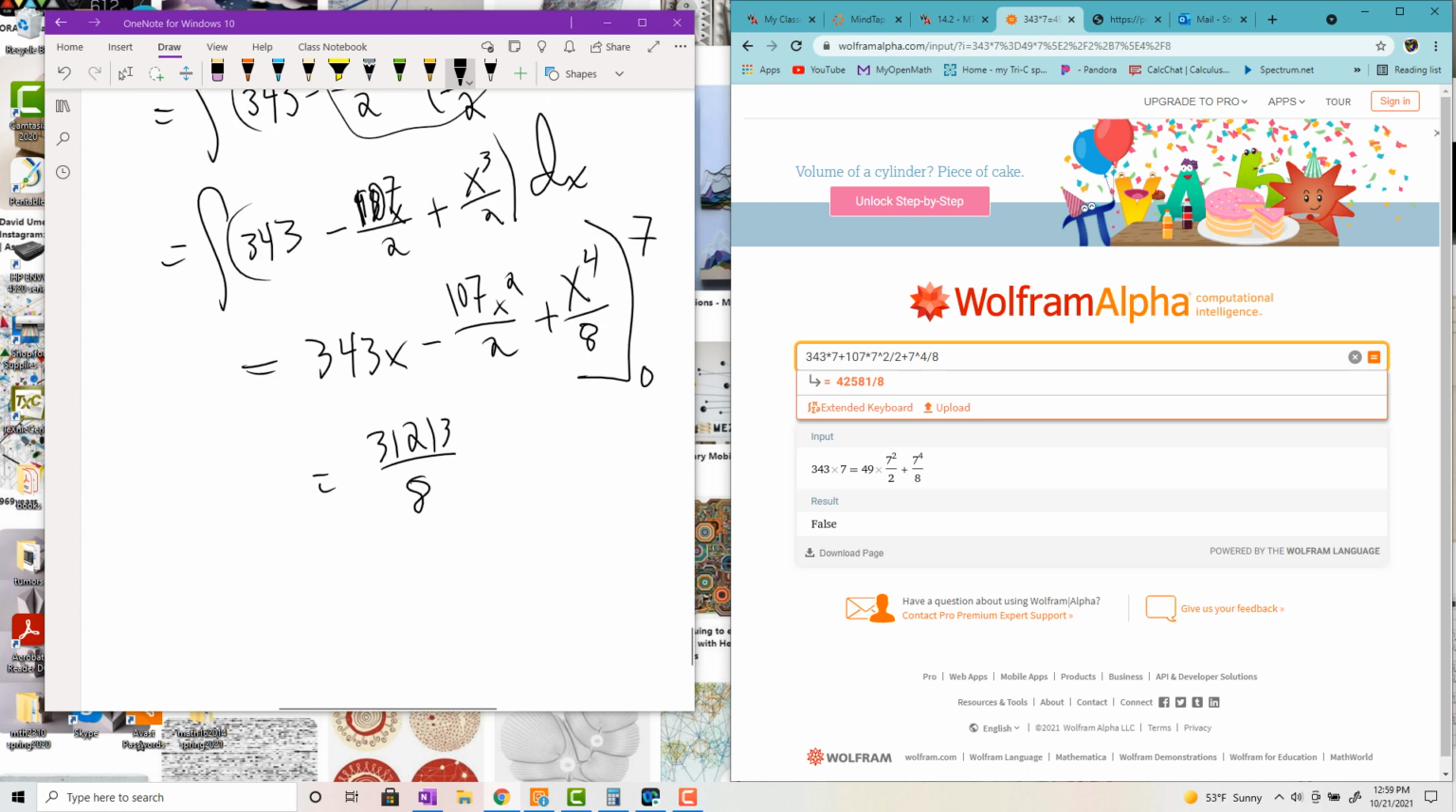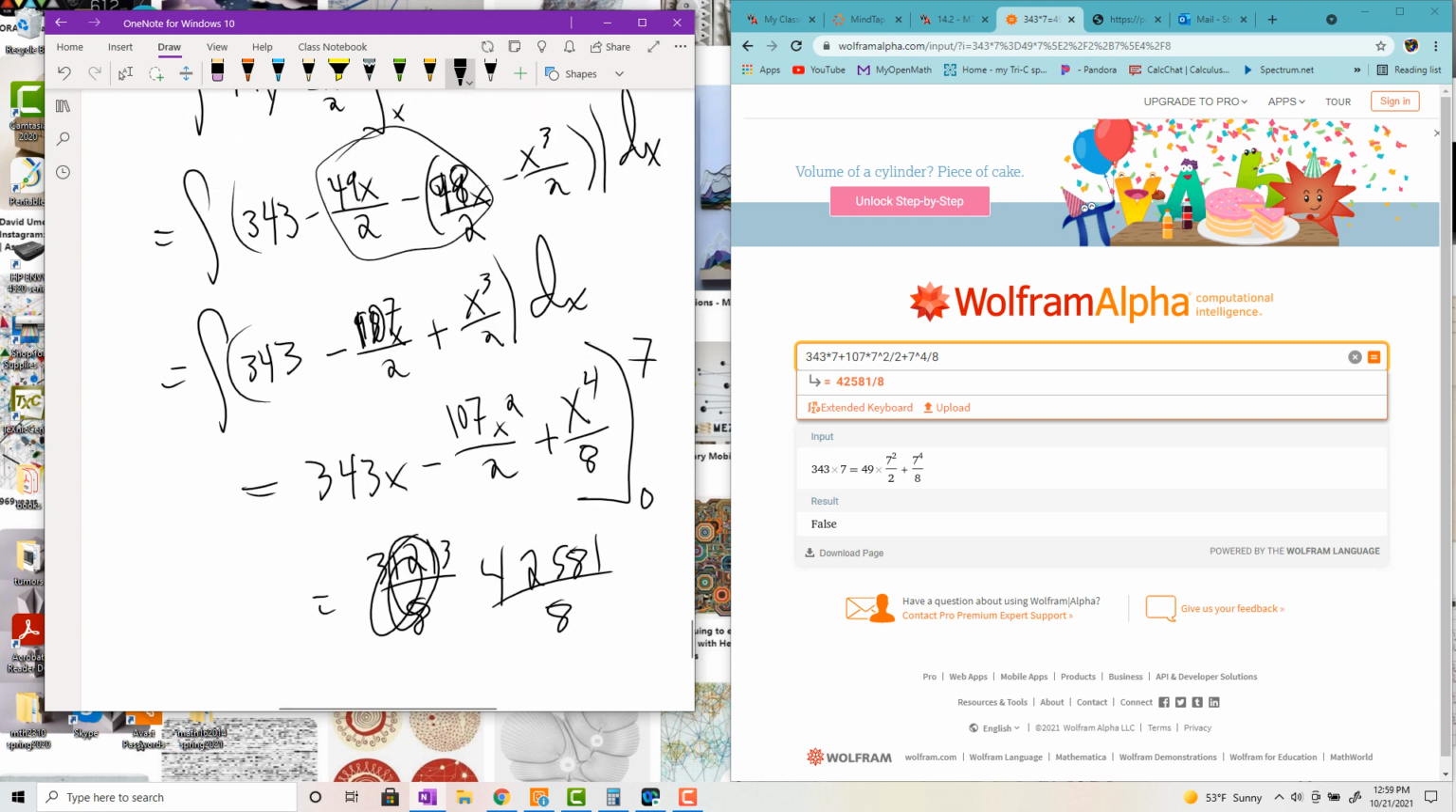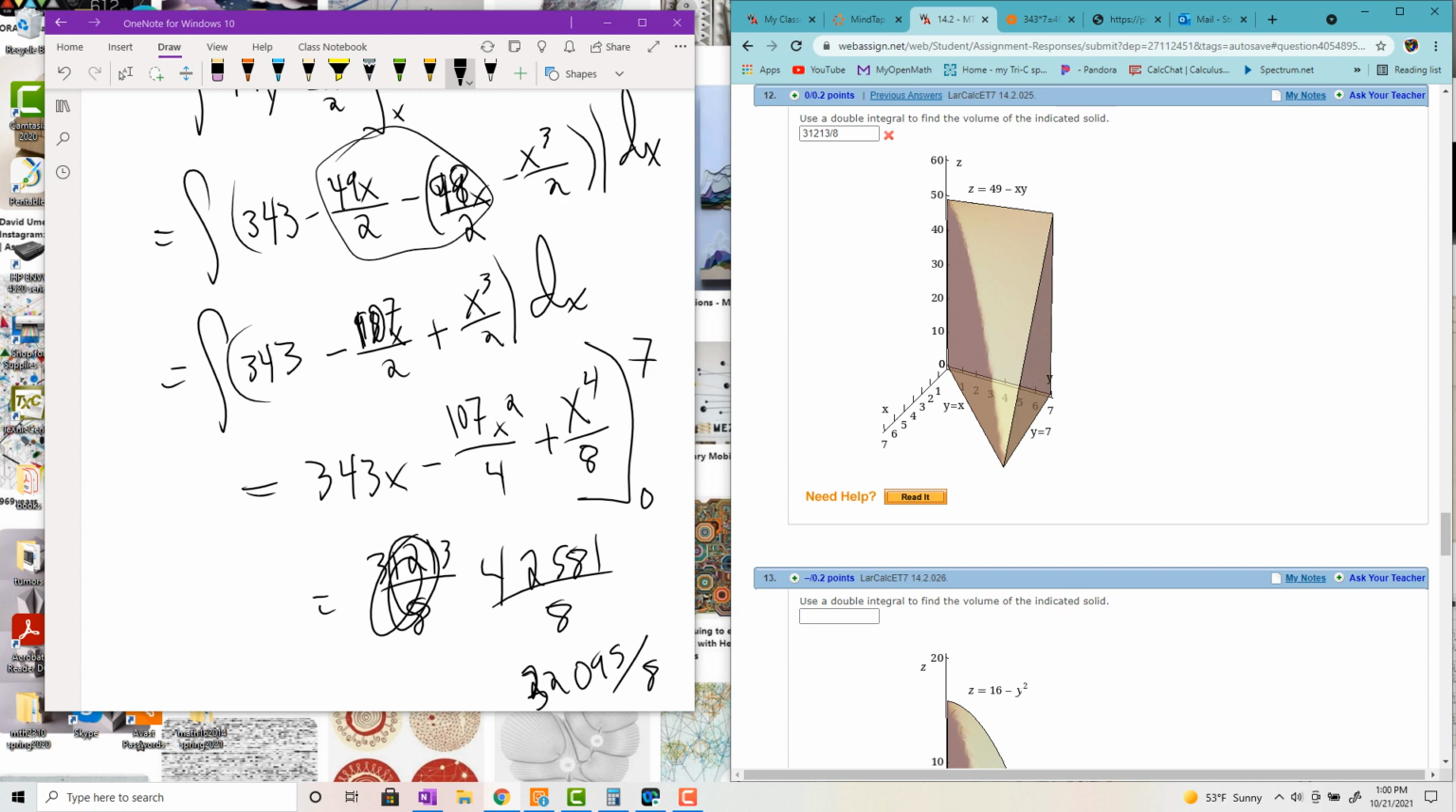The numbers don't look any prettier, I'll tell you that much. 4, 2, 5, 8, 1 all over 8. Well, first off, there's going to be a 4 down here, right? So let's put that all over 4. Still don't look any prettier. 32095 all over 8. Let's try that.